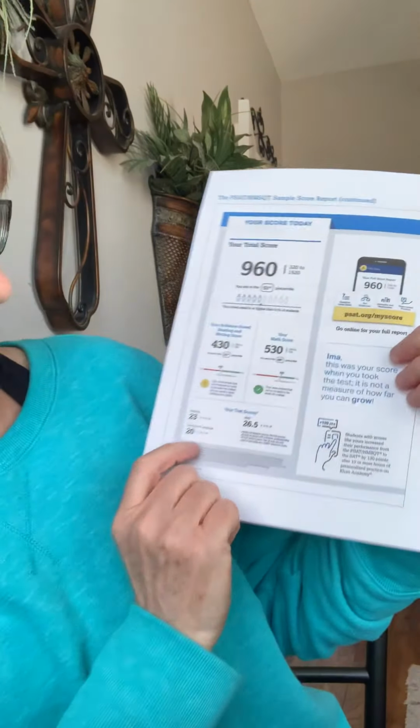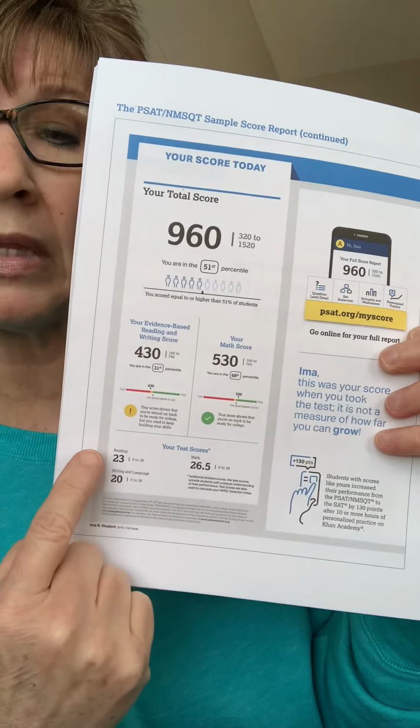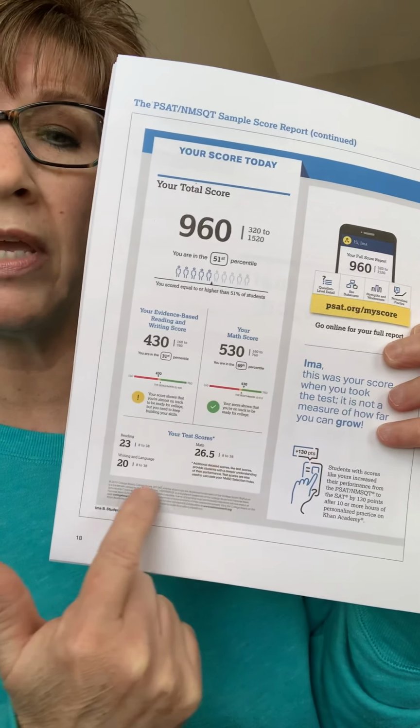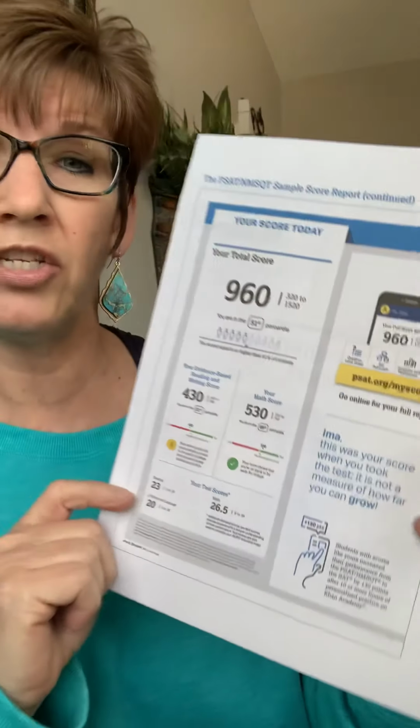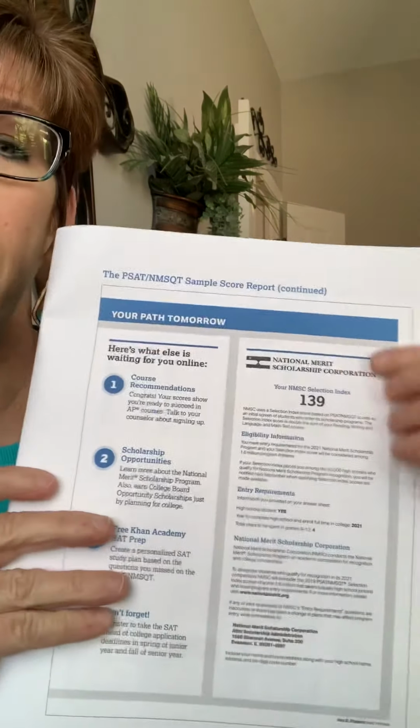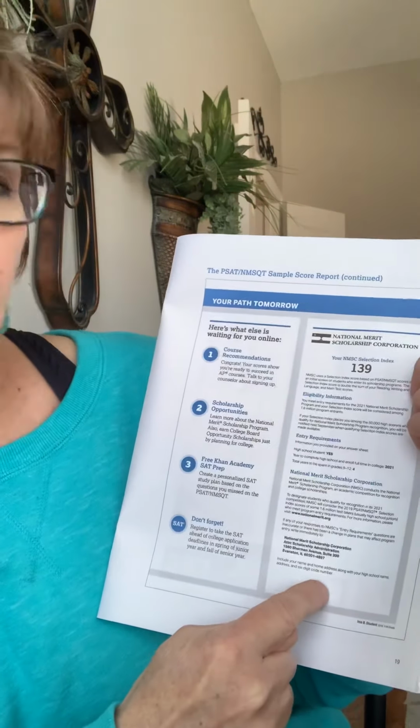Now, right here on the score report, these are the scores that will get added together and then doubled to produce the selection index score. The selection index score is on the next page. It's in the second column here.